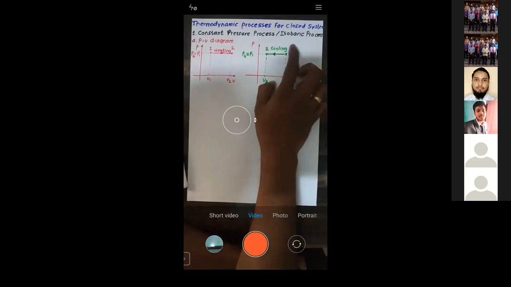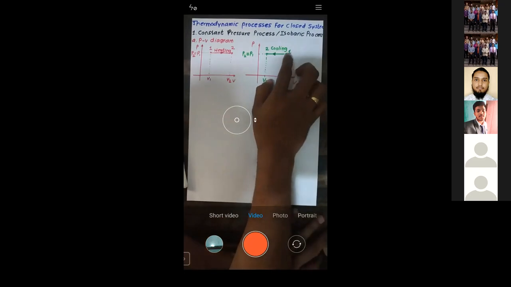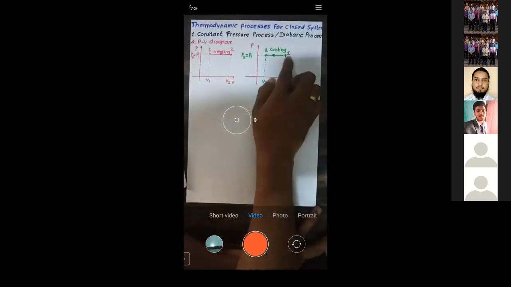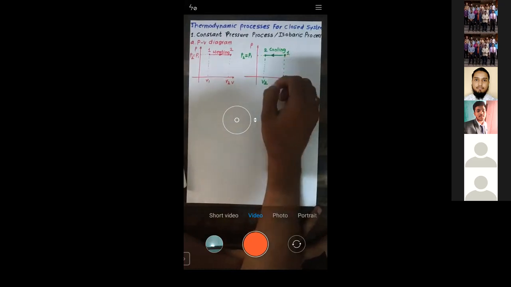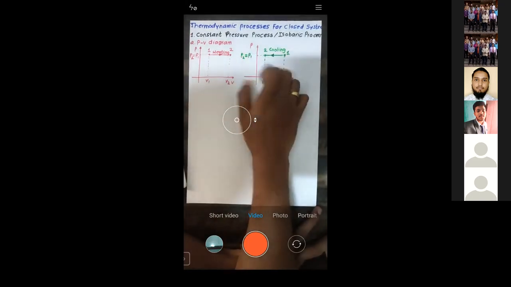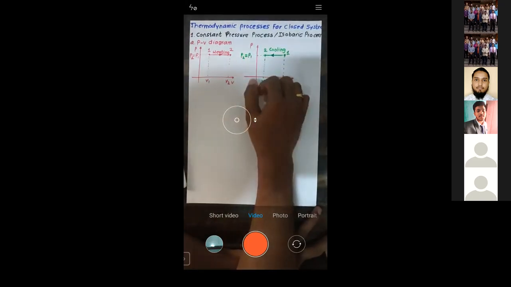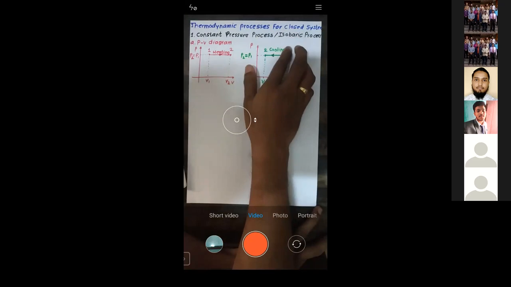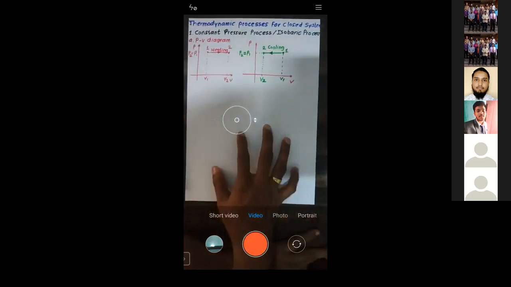Now let us see the next case. This is the initial condition, state 1, where pressure is P1 and volume is V1. From initial state 1, I will move to the left-hand side. Along this line, pressure is held constant, that is P2 is equal to P1, but volume gets decreased from V1 to V2. Such a process is called cooling.